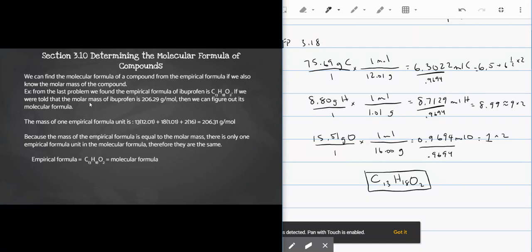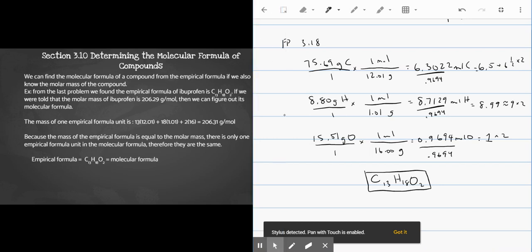Okay, determining the molecular formula of compounds. We've been finding the empirical formula, which is the simplified version of the formula. So remember, let's say acetic acid, CH3COOH, the shorthand, this is the structural formula right here. It's telling us the structure. The other way of writing it is C2H4O2. This is the molecular formula. That's the actual formula of the molecule.